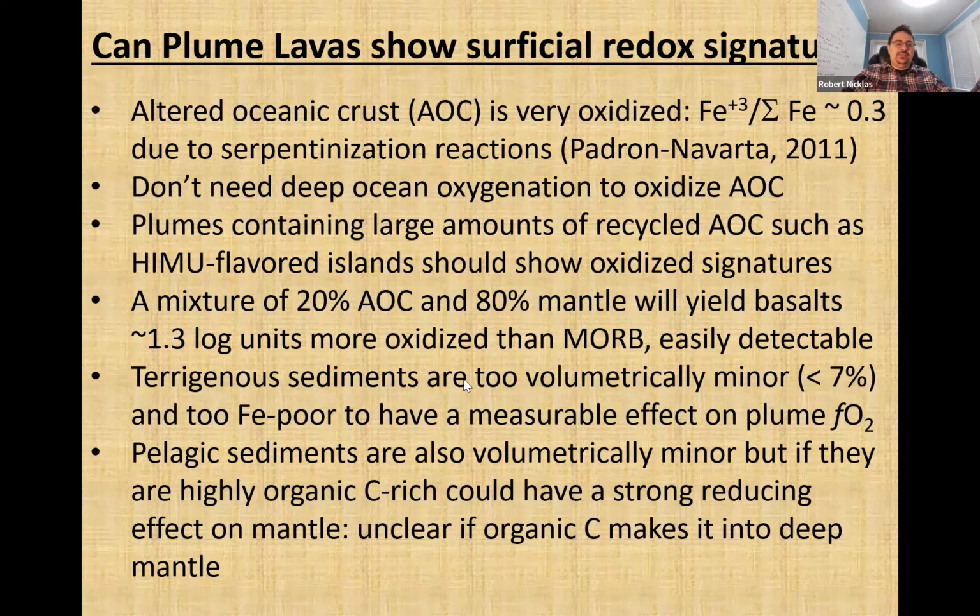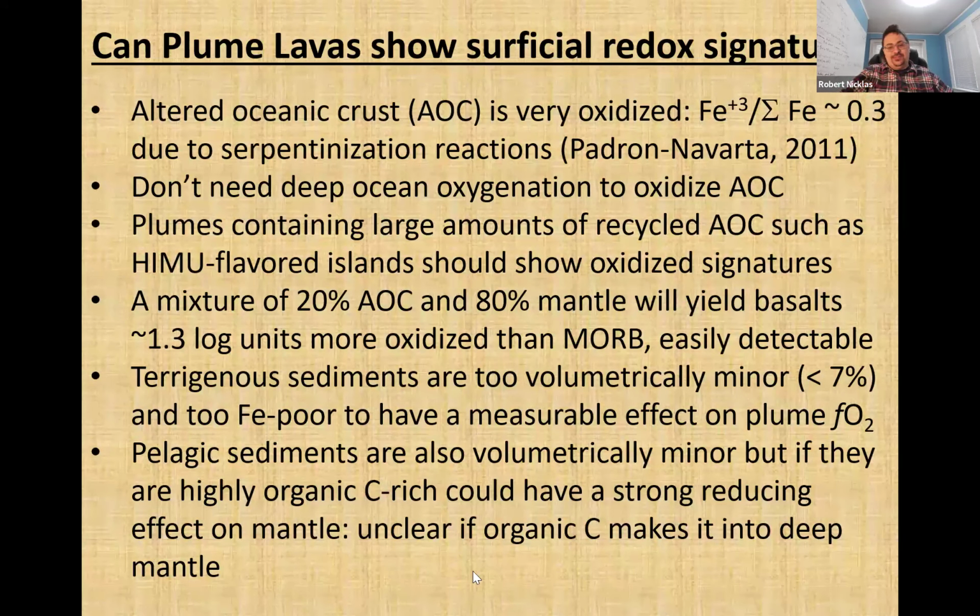That's easily detectable. Terrigenous sediments, i.e. EM2, are likely very volumetrically minor, even in extreme EM2 lavas. The most extreme EM2 have less than 7%. And they're very iron poor, very oxidant poor, so they don't really have a measurable effect on plume fO2 from our calculations. Pelagic sediments are more interesting.